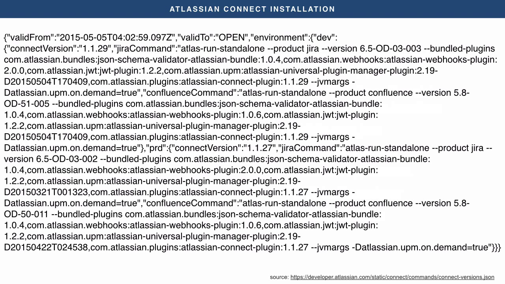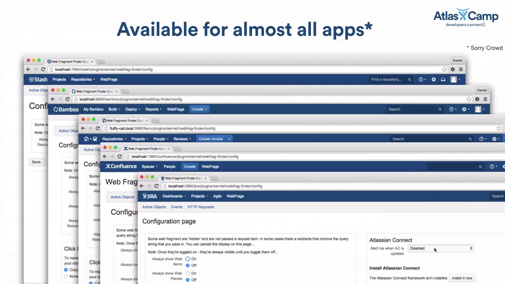For getting the notification of things, there's actually a JSON file out there. It's documented on connect.atlassian.com, and it contains the startup commands. This is awesome if you're doing any type of automation around Connect to use this file. So we just take that file and we parse it out and we identify things that way. Almost no magic. So Web Fragment Finder today is on the marketplace, and it's pretty much available for all of the apps. Sorry, crowd. Not for you.